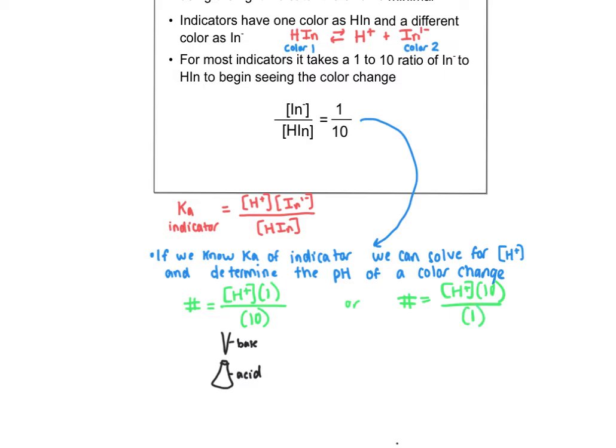And we, as humans, are going to see that color change happen at a 1/10 ratio, but if I start with the base down low, then the In minus is going to be the predominant form here, and so when I add the acid, that is the 1 in my 1/10, right? Because we're adding the acid to the base. So we still always do our products over our reactants. How do you decide if it's 1/10 or 10 over 1 to solve for H plus? Well, if I'm starting with the HIn or the acid in the flask, then the 10 goes on the bottom. If I'm starting with the base in the flask, then the 10 goes on the top.